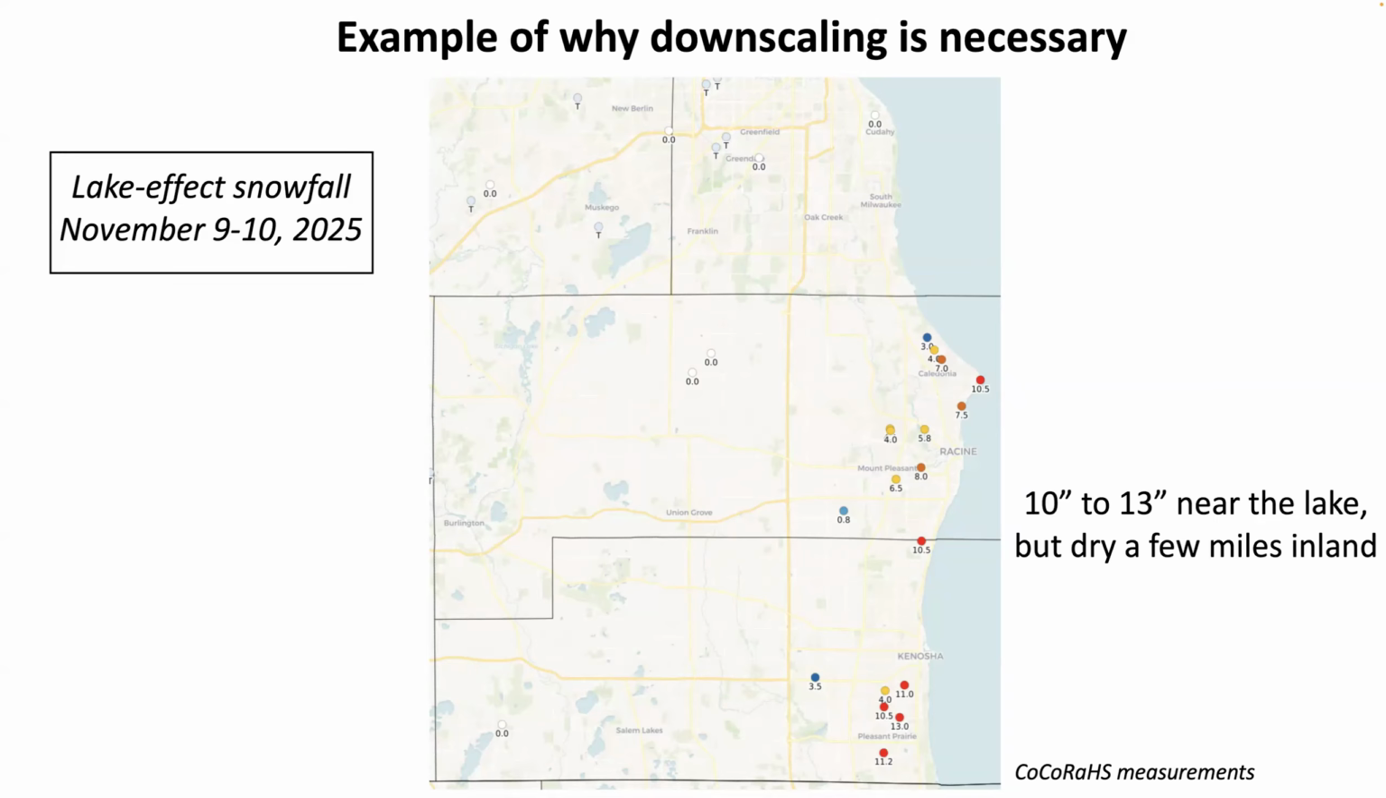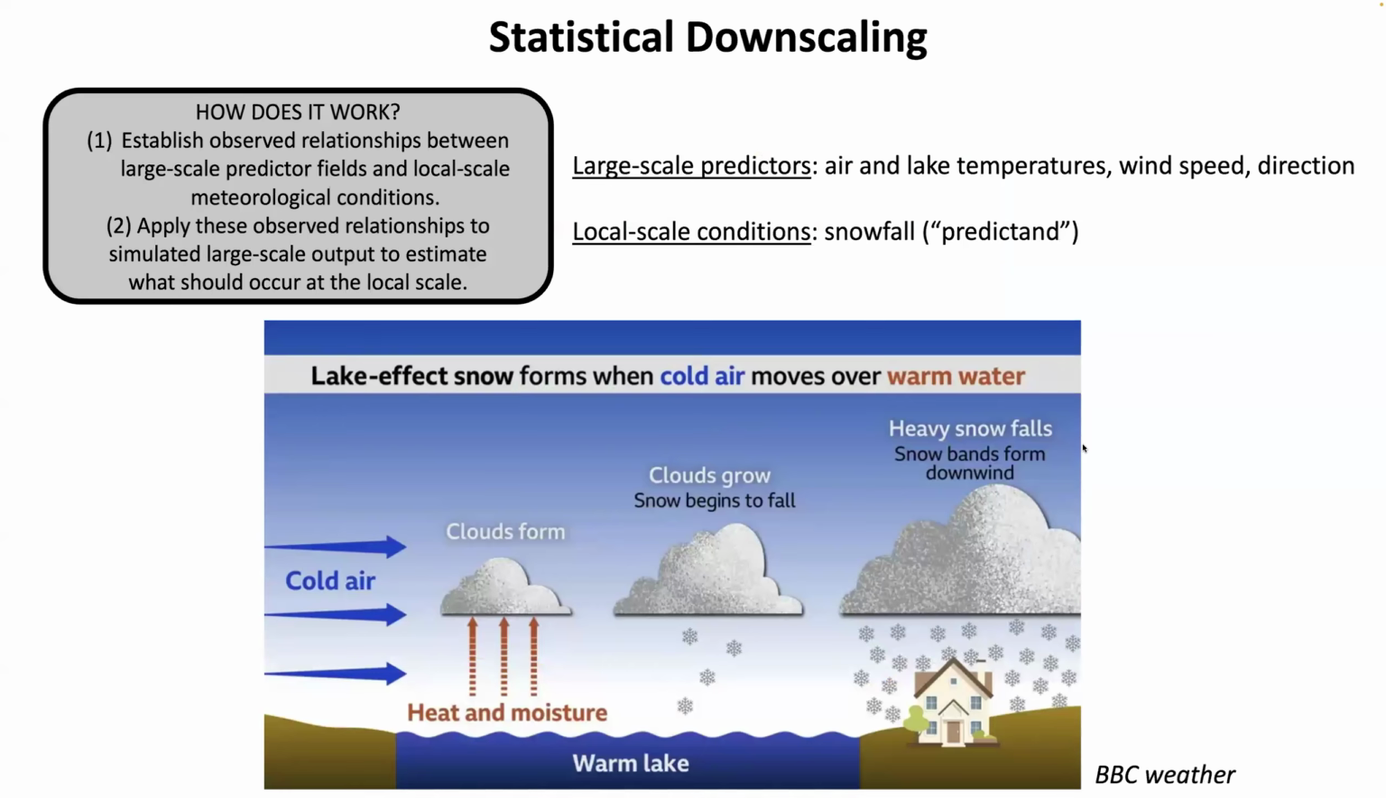And one problem that the climate models have at the global scale is that they typically don't resolve the Great Lakes very well. Even if they did, they don't have the necessary detailed physics to capture the local effects, the physics that are responsible for lake effect snow. And I'll give you an example here.